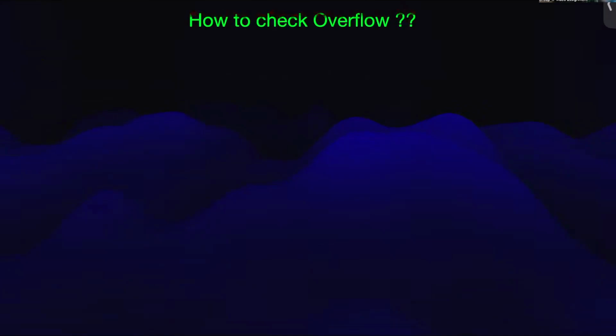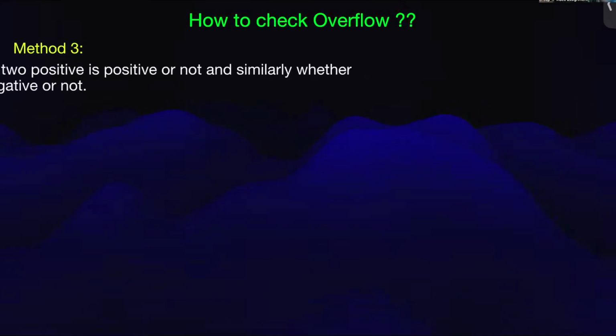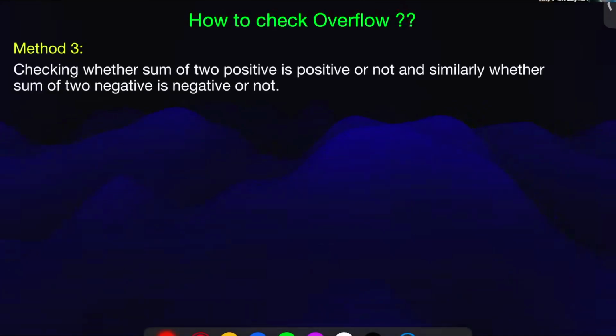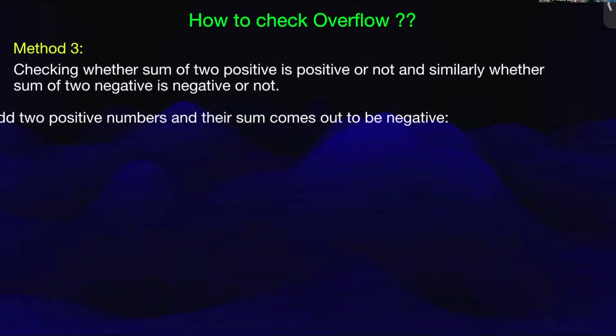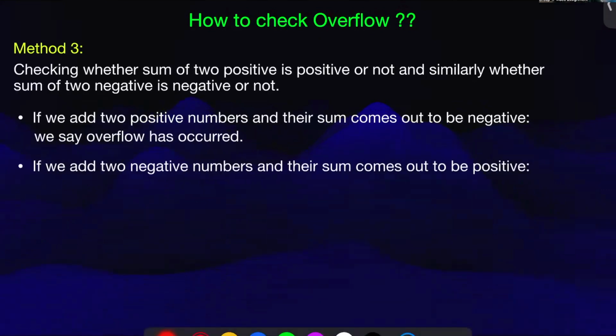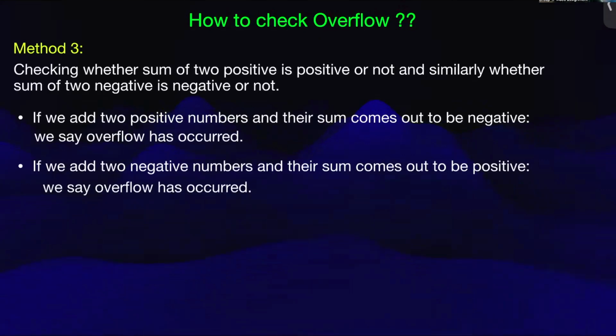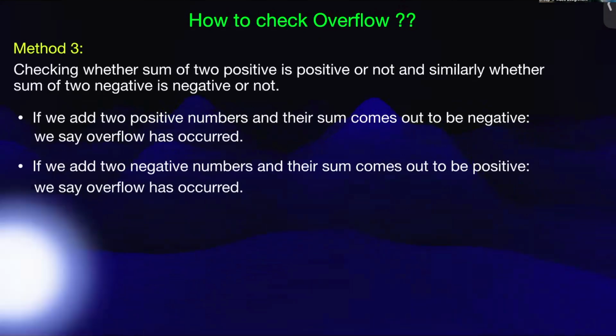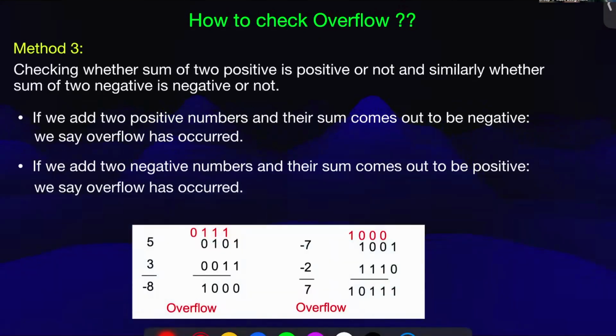So how to check overflow? Method 3. In this method, we will be checking with the help of whether the sum of two positive numbers is negative or vice versa. So when we add two positive numbers and the sum comes out to be negative, we say overflow has occurred. Similarly, if we add two negative numbers and their sum comes out to be positive, we say overflow has occurred. So now here's the example for that.